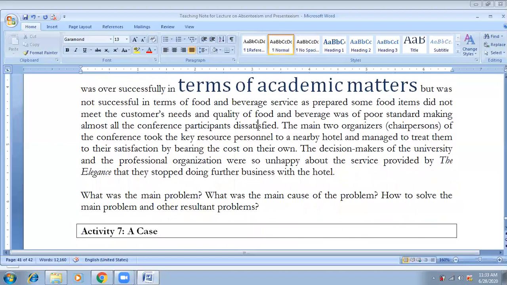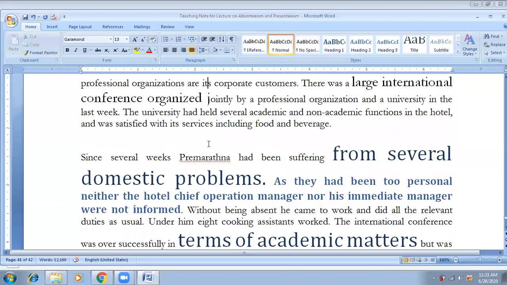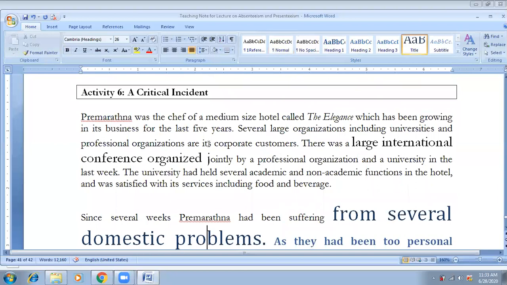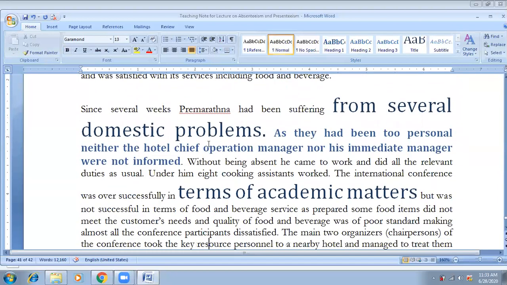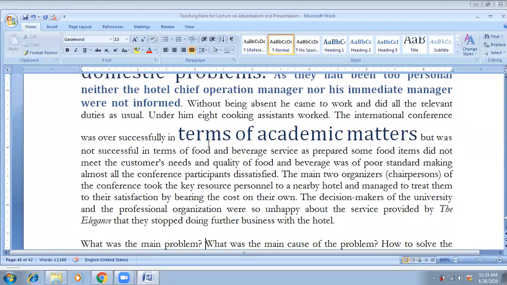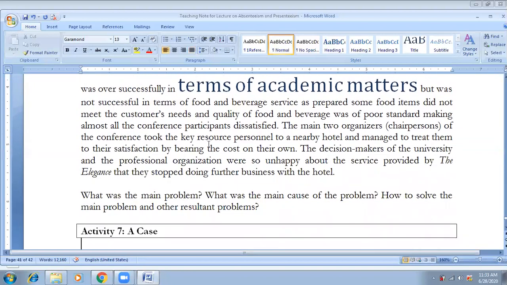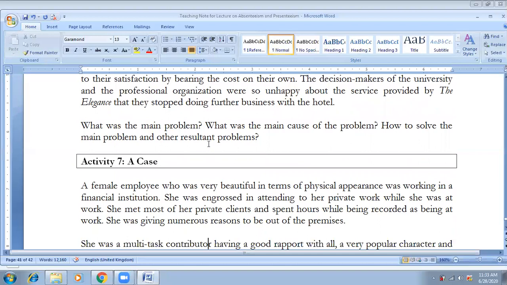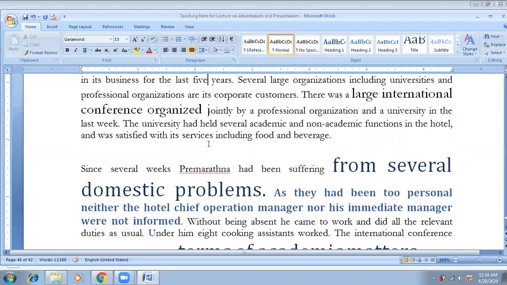Because of presenteeism, in this hotel case, Premaratta was suffering from a mental problem, but irrespective of that mental problem, he came to work. Maybe I don't know the reasons. Maybe because of the seriousness of this work, the conference and all these things, or maybe a bonus, some other reasons, the influence of the boss, maybe.